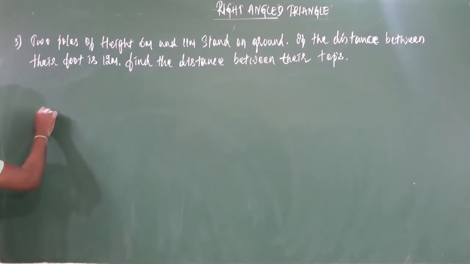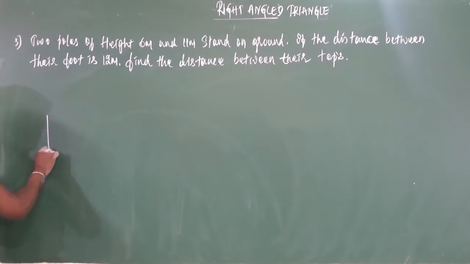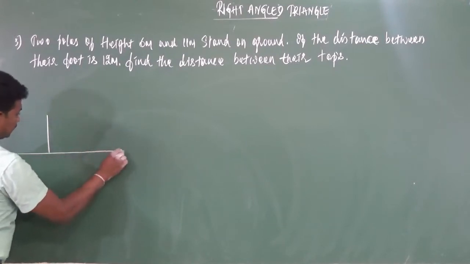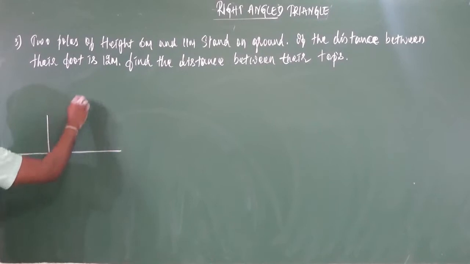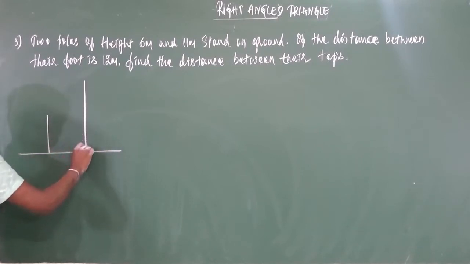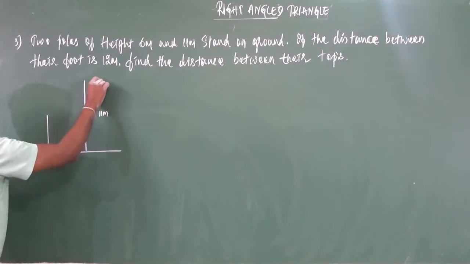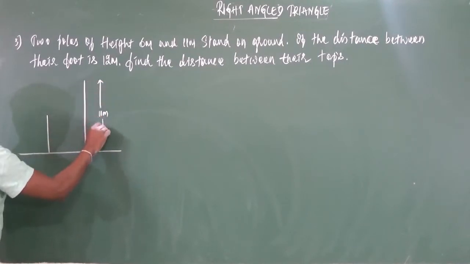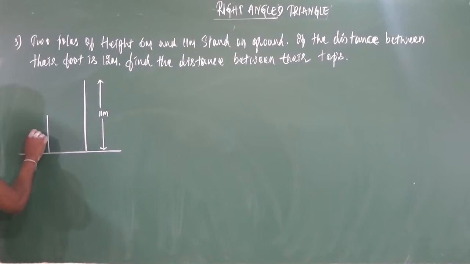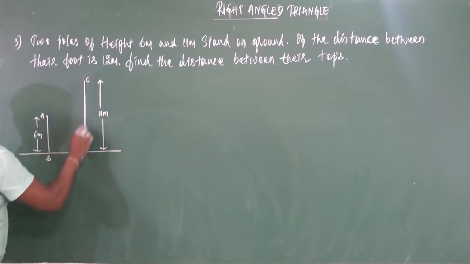So one is 6 meters. Let us take this as the ground level, right? So another one is 11 meters. So this is the 11 meters pole, and this is 6 meters. Okay, so two poles. Well, let us name them. Let one of the poles be AB. Let the other pole be CD.